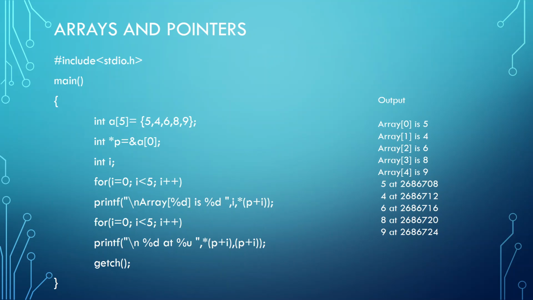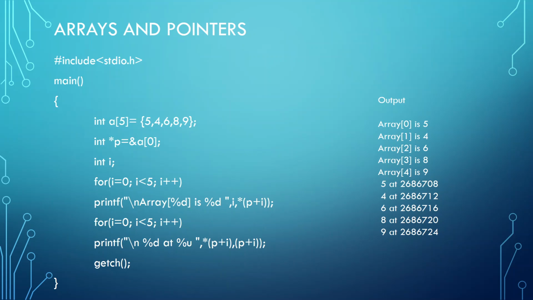Then if you want to print the address of those elements, we have to use it this way. So 5 is stored at this particular memory location. That is what is expected from this printf statement. That is why the second type specifier is %u, which refers to an address. So this is the output. The first for loop will generate these many outputs. Array 0 is 5 to array 4 is 9.